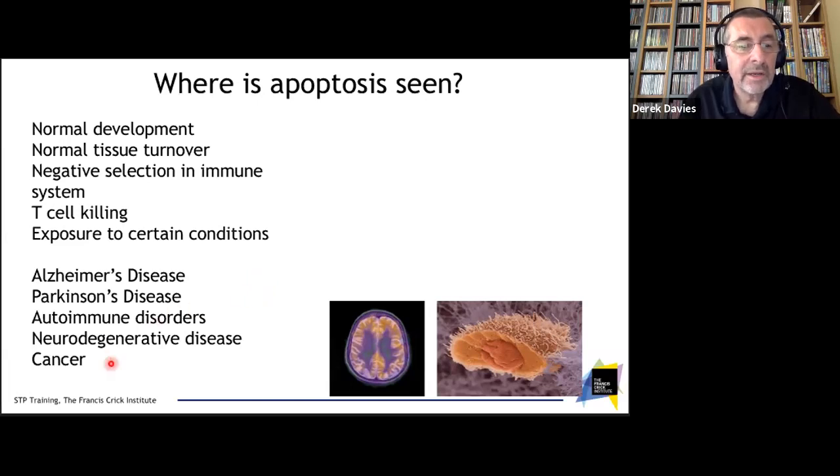And also in cancer, in a tumor, cells will grow out of control. They'll lose the ability to die. So apoptosis is important there as well. We don't see apoptosis where we would really like to see it.